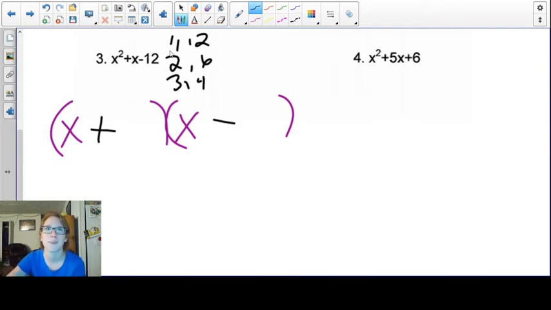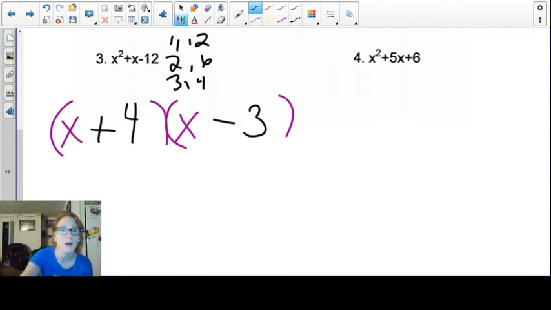Can 1 and 12 get me there? Nope. 2 and 6? Nope. It's got to be 3 and 4. 3 minus 4? Or 4 minus 3? Well, we've got to get positive 1. So it has to be 4 minus 3.